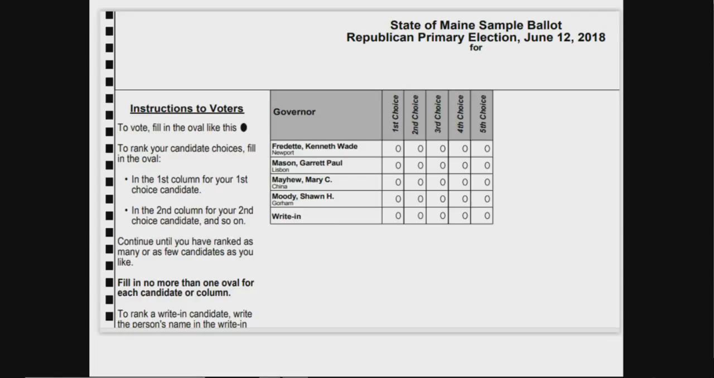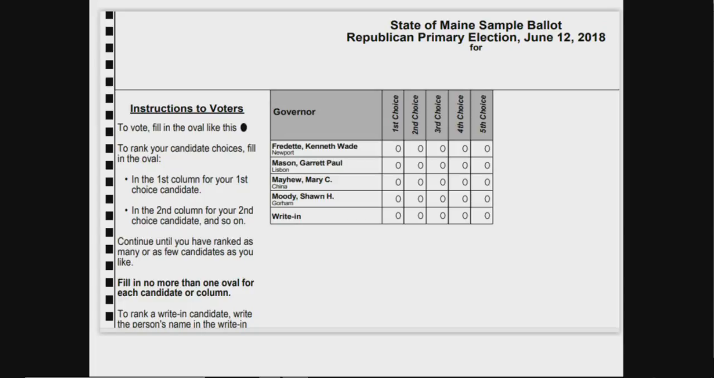This would be the Republican primary election, and as you can see, just as always, the names of the candidates are in the first row, but we have five columns this time around. We have a first choice column, a second choice column, a third choice column, a fourth choice, and a fifth choice column. There's actually four candidates and one write-in, and that's why we have the fifth choice column available.